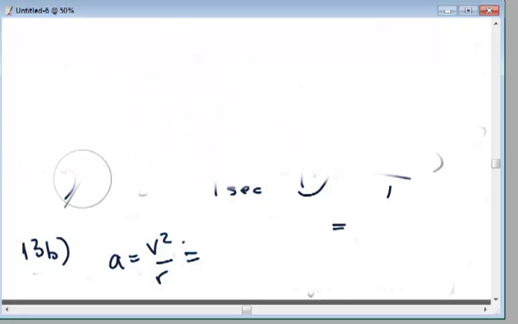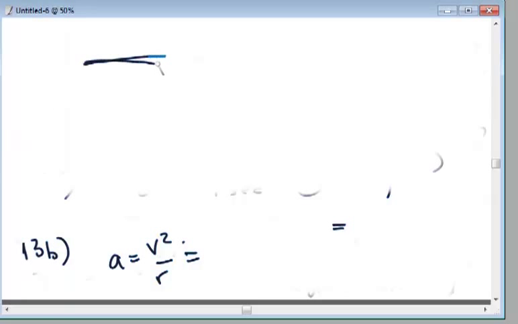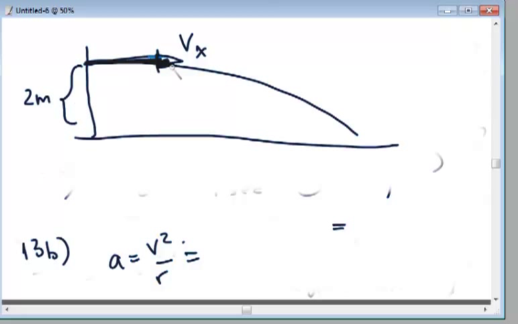In the next part, in 13c, we're trying to figure out how long it will be in the air. So like I was saying, it comes off horizontally. We already know the speed. We've calculated that, and that's pure x speed. We're trying to figure out how long it's going to be in the air. The timing mechanism is going to be gravity again. How far does it fall? 2 meters. So we're going to figure out the time in the air by using a y equation.